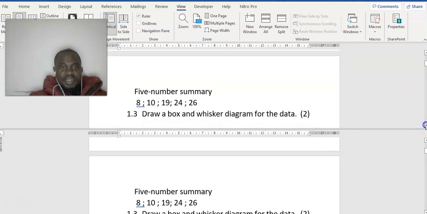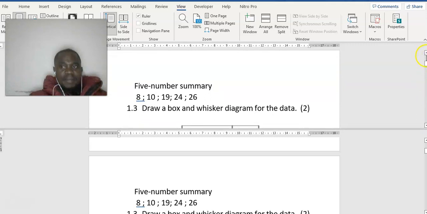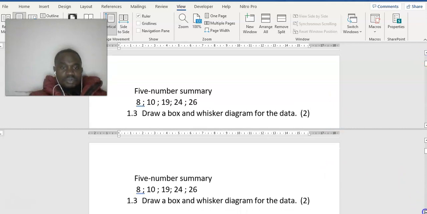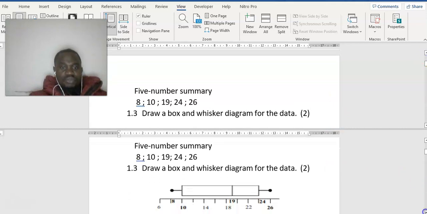Our next question says draw a box and whisker diagram for the data. To draw the box and whisker diagram, we need Q1, Q2, Q3, and we need the minimum and the maximum. How many are they? 5. 1, 2, 3, 4, 5. That's why we call it the 5 number summary.